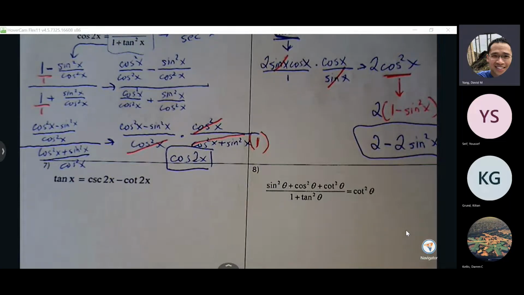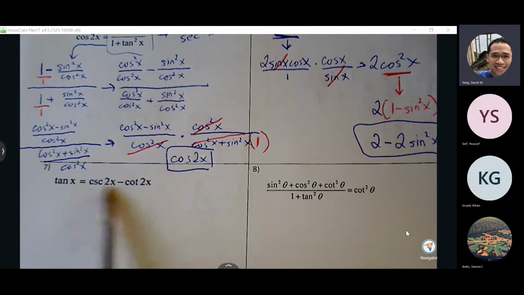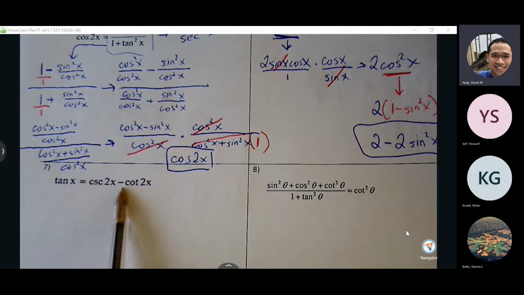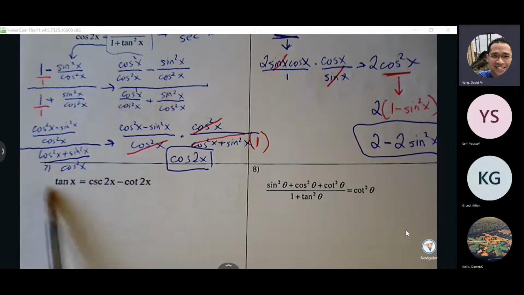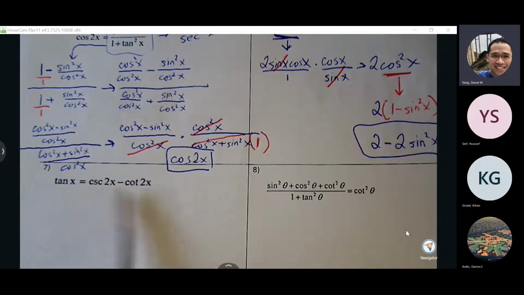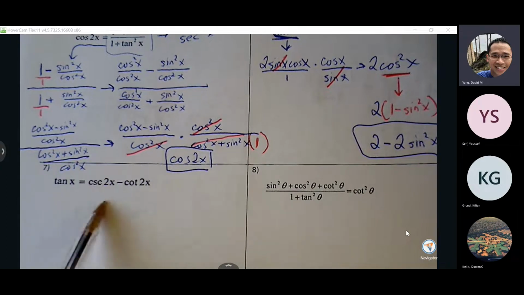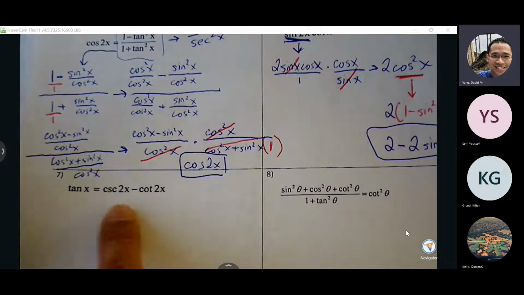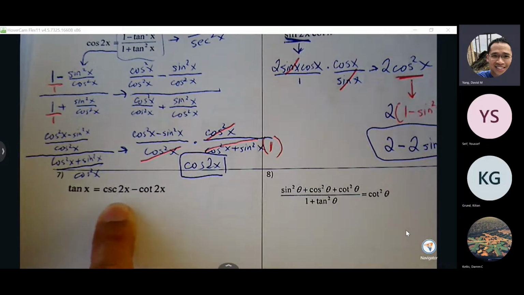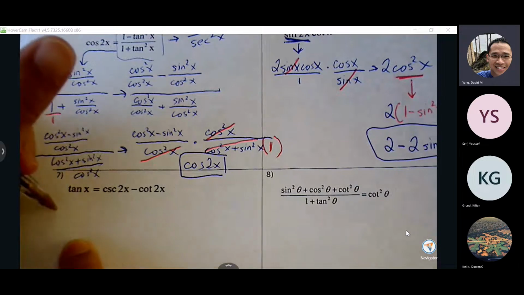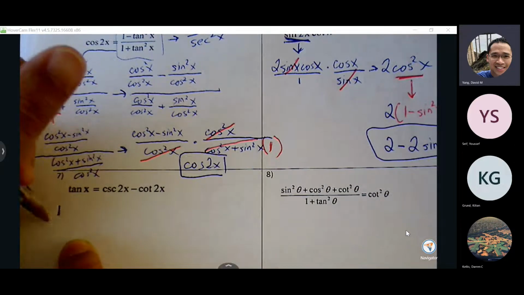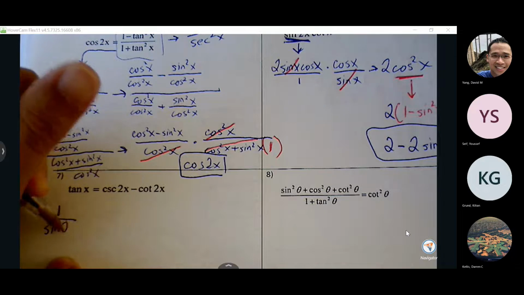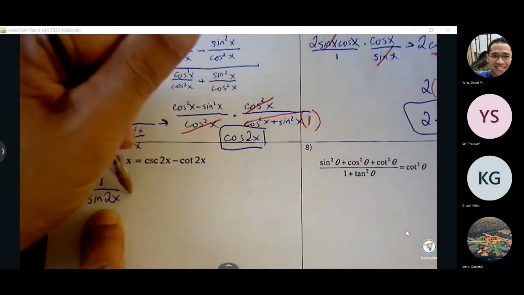Okay, 7, I'm going to start on the right side again. It's usually easier to simplify something rather than trying to build something out of nothing. So I'm going to work with that cosecant 2x and cotangent 2x. Now, neither of these are double angle identities, but we can get it in terms of something that feels more familiar, right? So cosecant is 1 over sine. And I have something for sine of 2x, so I know I can work with that.